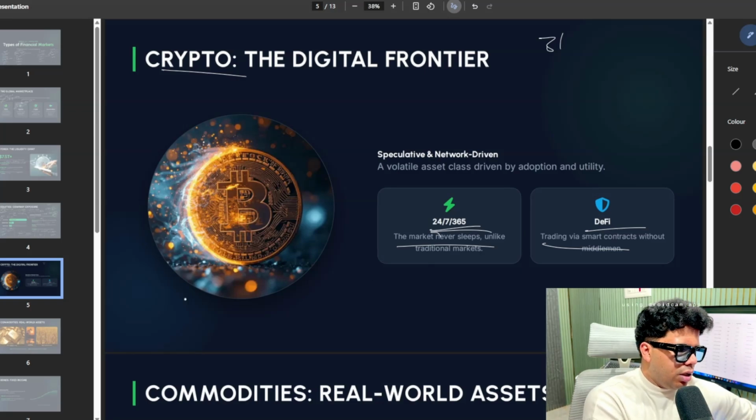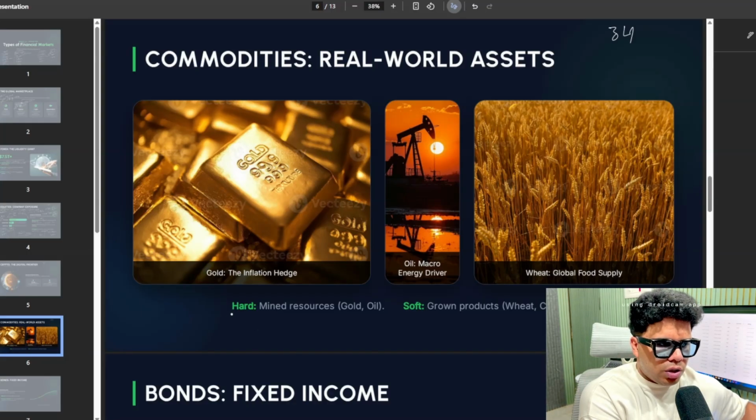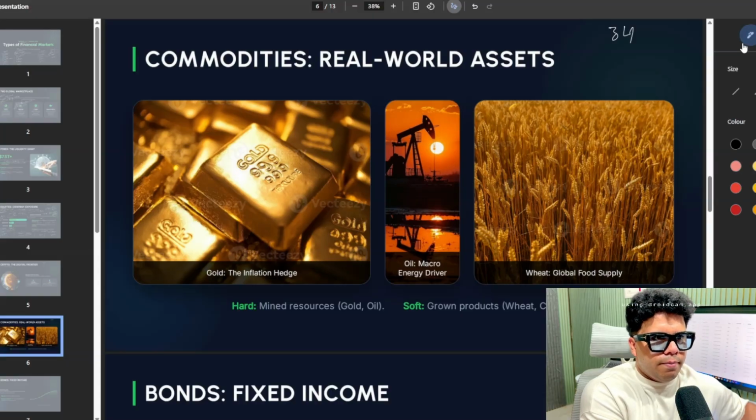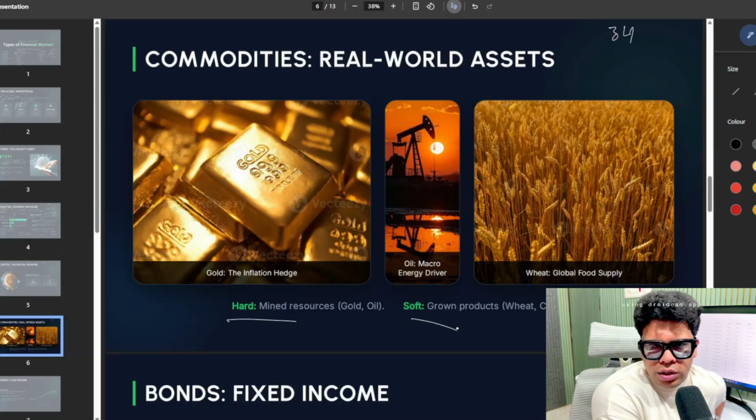The next market is commodities. There are two types of commodities, two instruments in the commodities market. One is hard commodities, and the next one is soft commodities. Hard commodities are those we take out by mining.